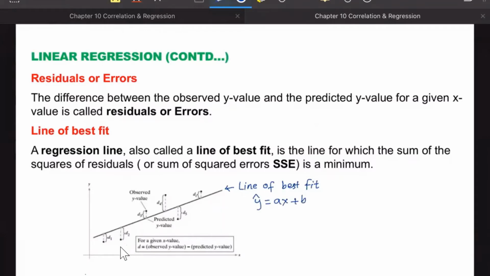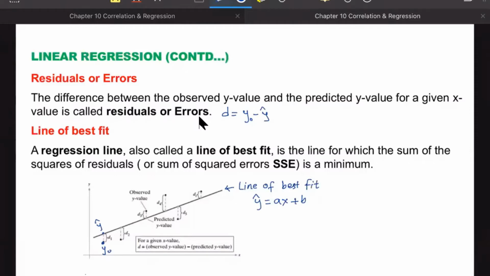So for each y value, suppose for this one, this is the actual value or the observed value. The predicted value will be on the line. So what I'm saying is, this is the observed value, and the value which will fall on the line is called the predicted value. If we find the difference between the observed value and the predicted value, you can see here, d is equal to the difference between observed value and the predicted value, and that difference is called the residual or errors.